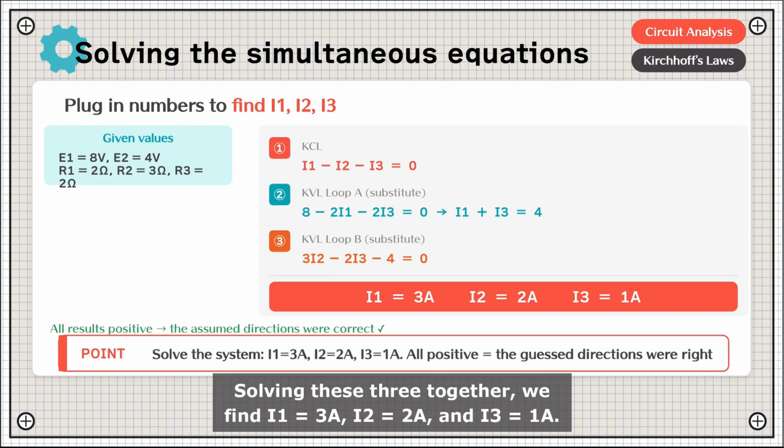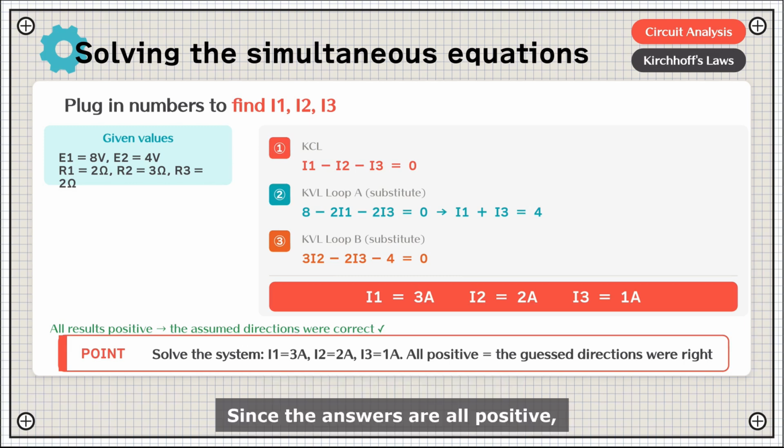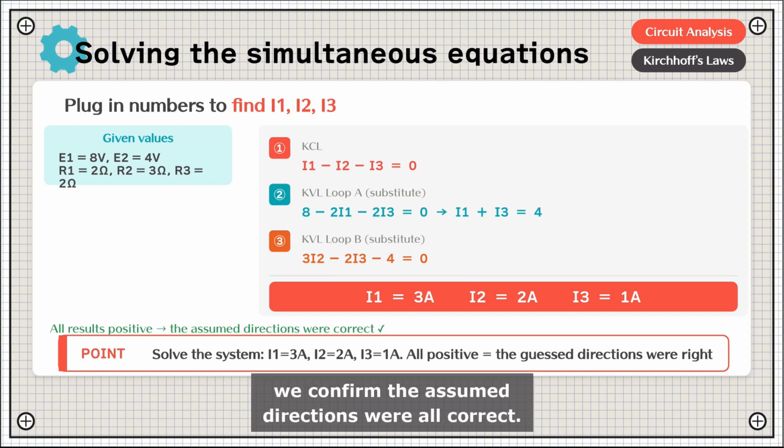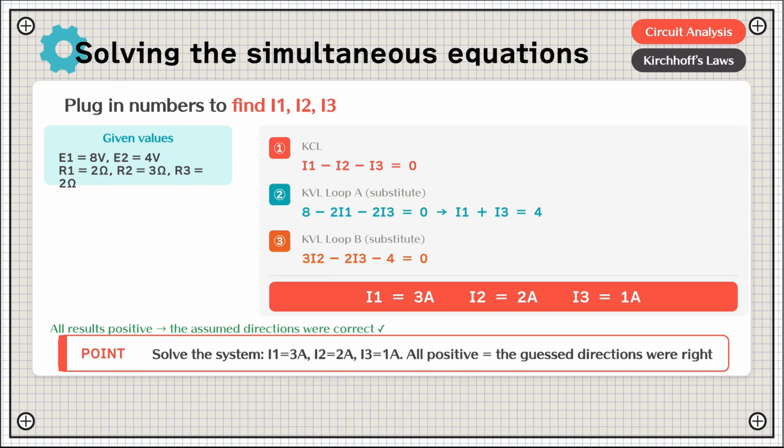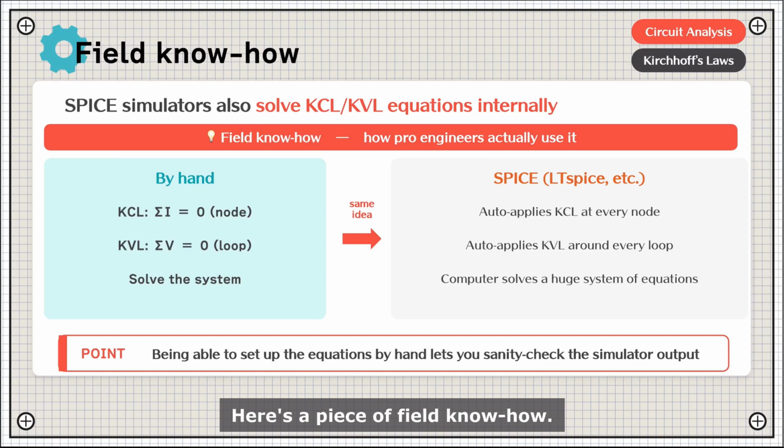Solving these three together, we find I1 is 3 amperes, I2 is 2 amperes, and I3 is 1 ampere. Since the answers are all positive, we can also confirm that the current directions we assumed at the start were all correct. Here's a piece of field know-how.